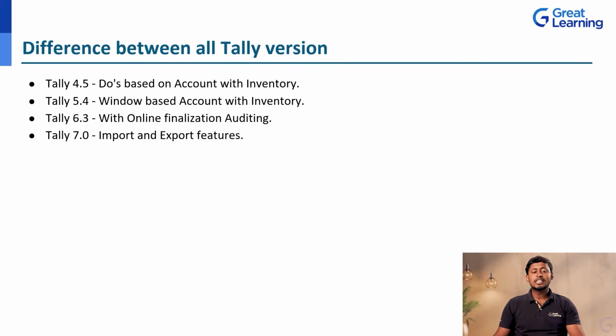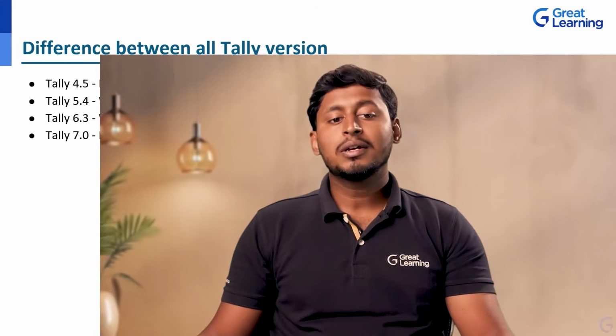Next, Tally 6.3. In this version, online finalization of auditing. For example, in the earlier two cases, that is 4.5 and 5.4, the offline auditor or the internal audit team or the account manager needed to finalize all the books of accounts, because they need to verify whether all the transactions are recorded as per our company standards, or as per whatever requirement they have. They need to check and finalize, correct?